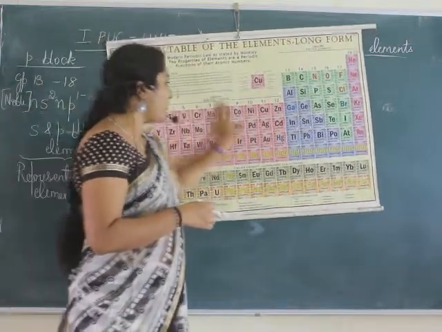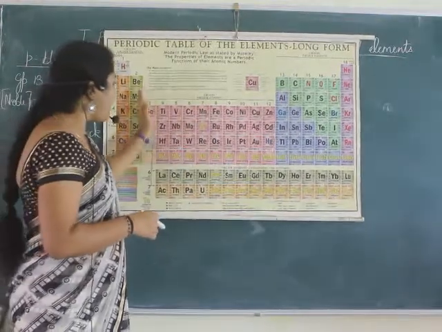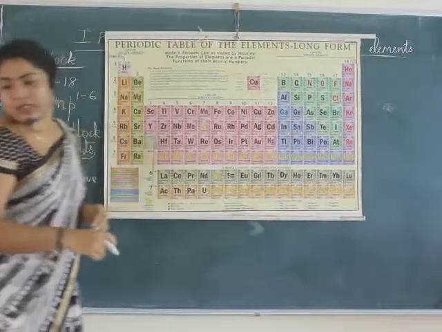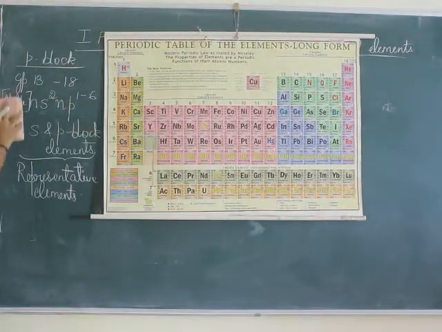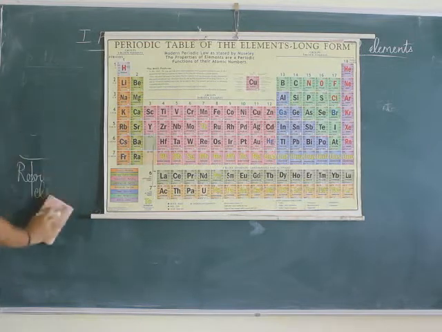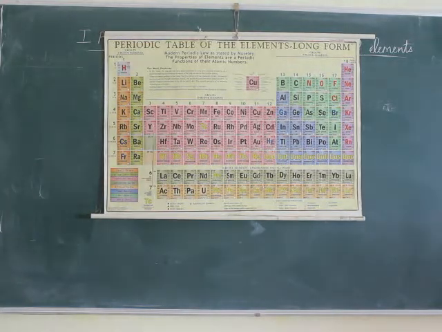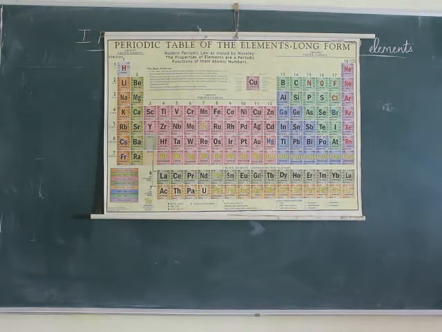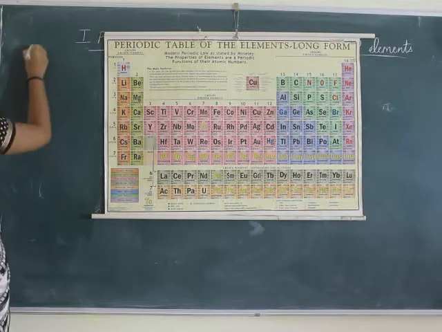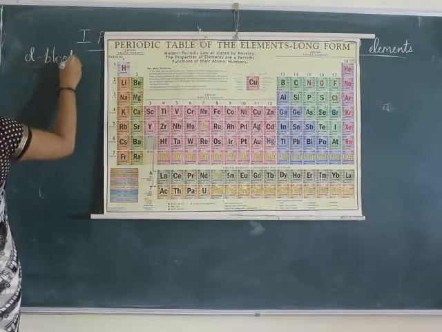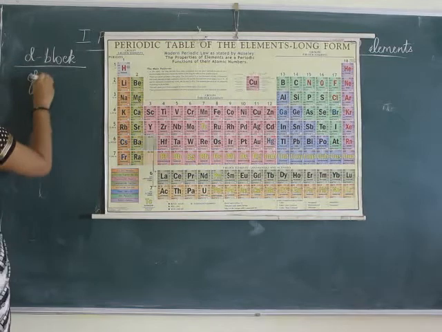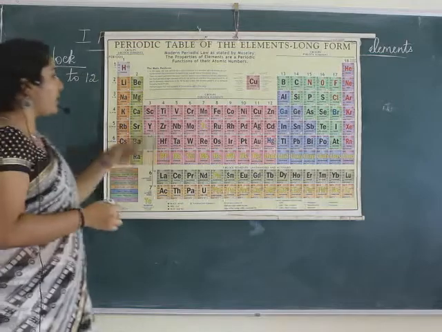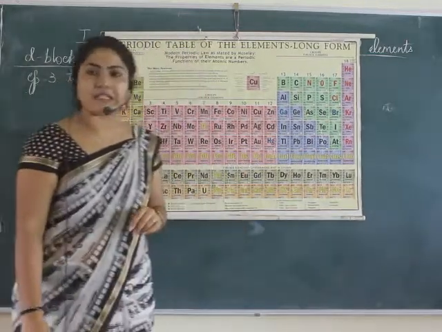Now, next we will see what are D block elements. See, D block element starts from group 3 to group 12. These are the things you need to remember. Very important. So D block elements start from group 3 to 12. Group 3 to group 12 elements are called as D block elements.